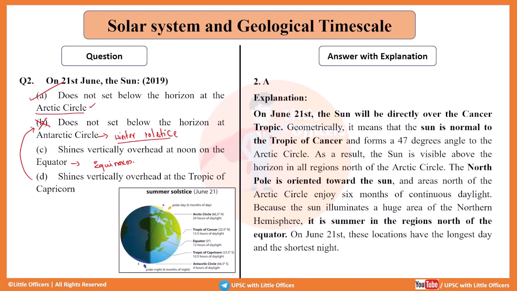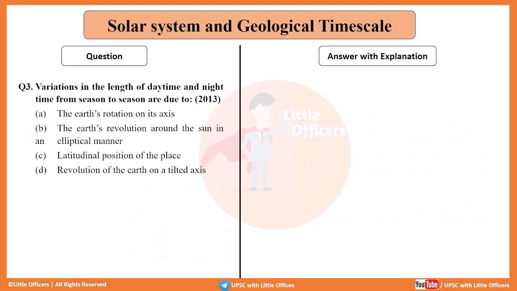All right. Now moving on to the next one. Variations in the length of daytime and nighttime from season to season are due to, what is the reason behind it? First, rotation of the earth on its axis. When the earth rotates, this leads to formation of day and night. There is a circle of illumination. Whatever is facing the sun, we will have day, and the places which are not facing the sun, we will have night. This happens because of rotation of the earth.